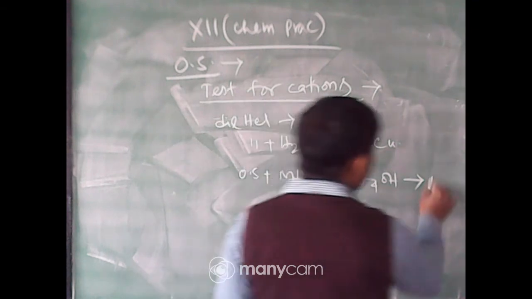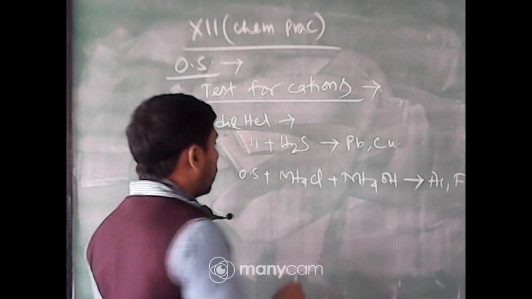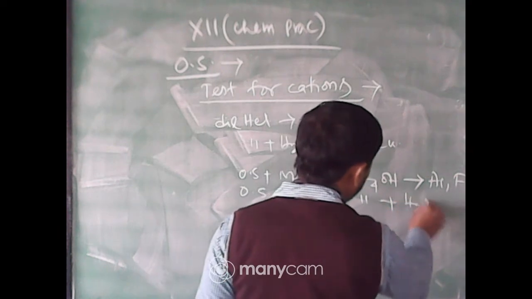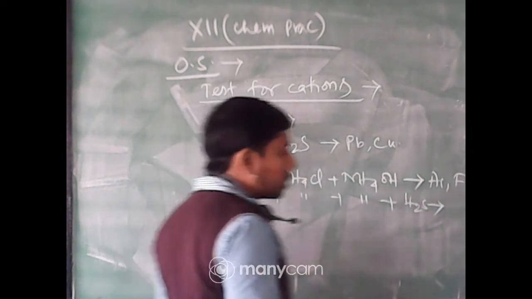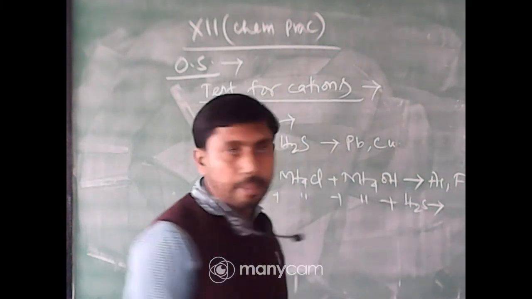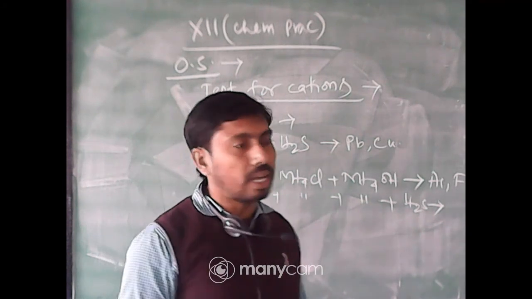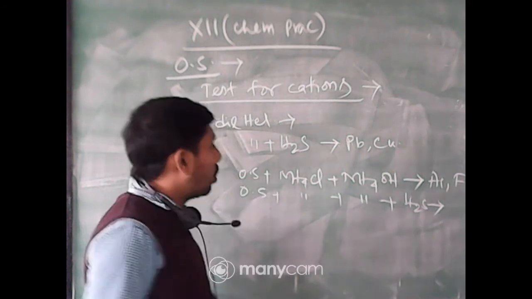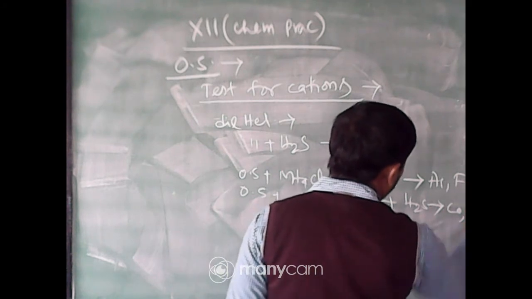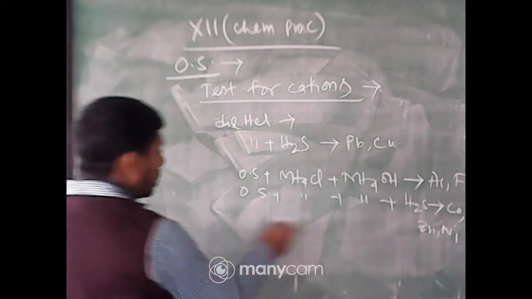Okay. There is the PPT of aluminium or iron, anyone may be present. Next, group 4, NH4Cl, NH4OH plus H2S. Okay. So, H2S is prepared in a separate apparatus, that is called Kipp's apparatus, where the H2S gas is prepared by using the reaction of iron sulfide and H2SO4. Okay. So, this is group 4. In group 4, cobalt, manganese, zinc, nickel.